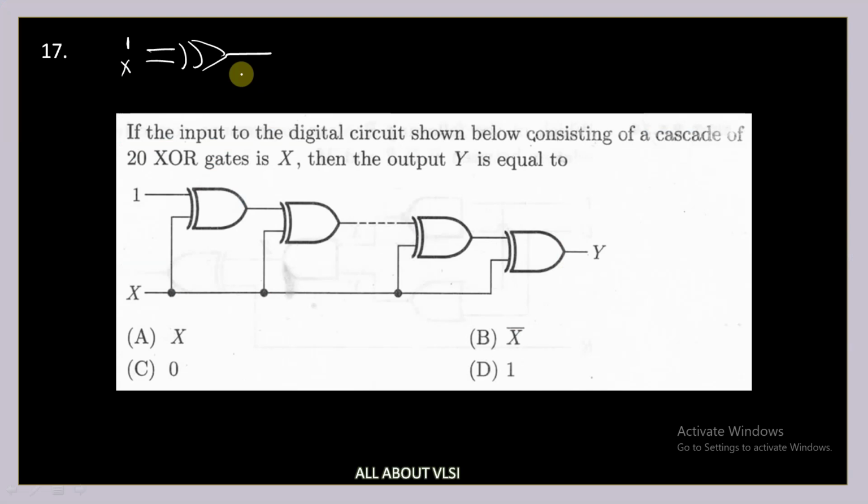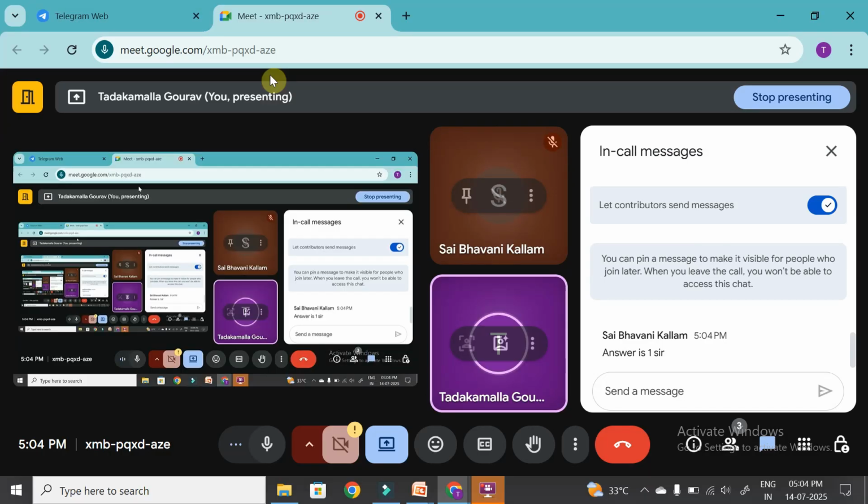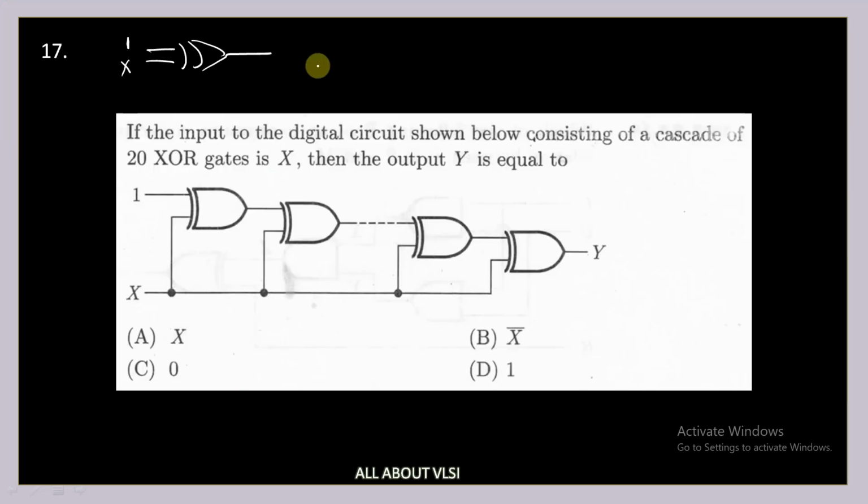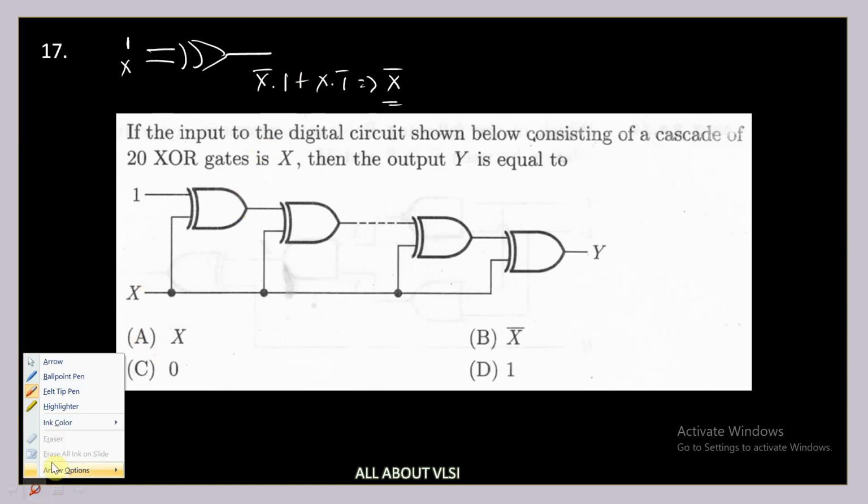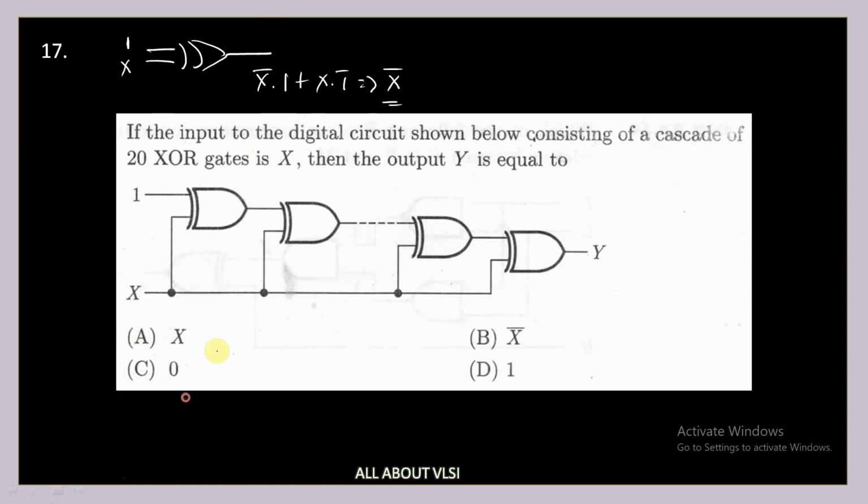Answer 1. So what is the output here, whether it is X or whether it is X bar? If you don't know, you can solve like this: X bar into 1 plus X into 1 bar, that is X bar. So if one of the inputs of your XOR gate is 1, then the output is X bar. Now here the output of your first XOR gate is X bar, and if you are giving X and X bar to your XOR gate, you are going to get 1.